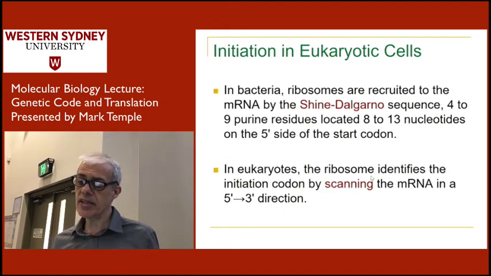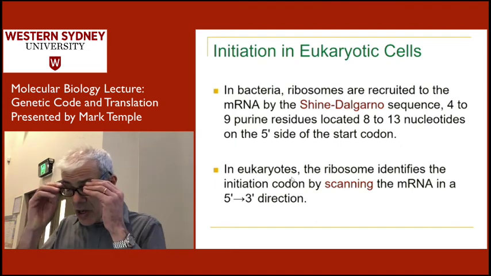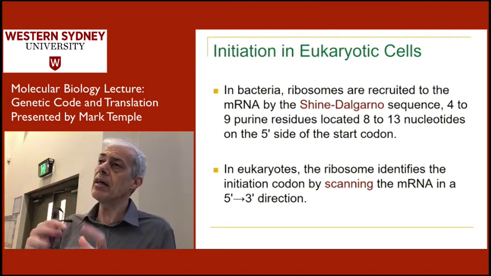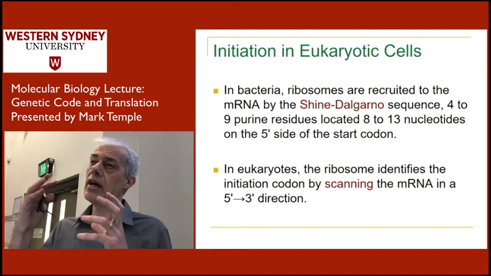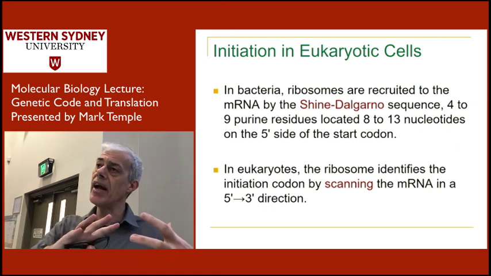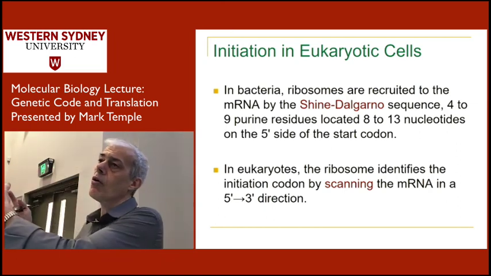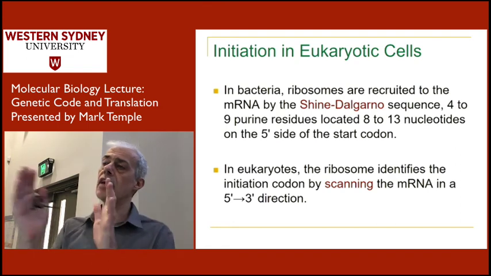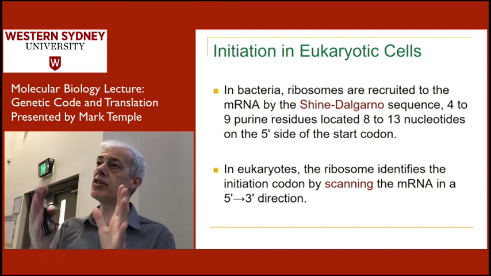And like I said, in bacteria, the ribosomes are recruited to the RNA based on base pairing to the Shine-Dalgarno sequence, which is in the 5' end of the messenger RNA, 8 to 13 nucleotides away from the AUG. In eukaryotes, it's different. In eukaryotes, don't forget, we've got a 5' cap, and that 5' cap is important in recognizing the ribosome. So the ribosome attaches at the 5' end, and then the ribosome scans along the messenger RNA. And when it hits the AUG, that's when initiation of translation begins.